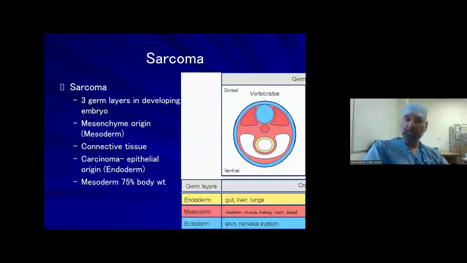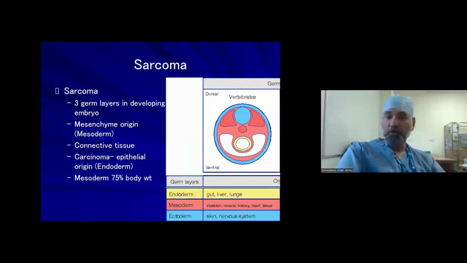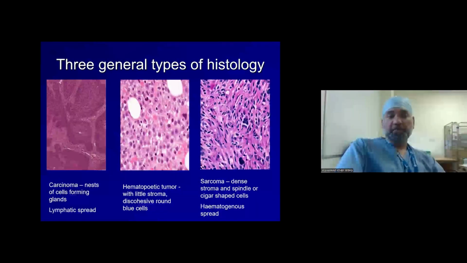Now, where do they arise from? We know that sarcomas arise from mesoderm, which is the middle layer of the three germinal embryonic layers. And that middle layer makes up all of your connective tissue, your muscles, and your skeleton as well. The spread through this layer is all hematogenous, and that's why most of the sarcomas would metastasize to the lungs in the first instance, rather than the lymphatic spread, which is mostly seen with carcinomas, because they've got a lymphatic drainage.